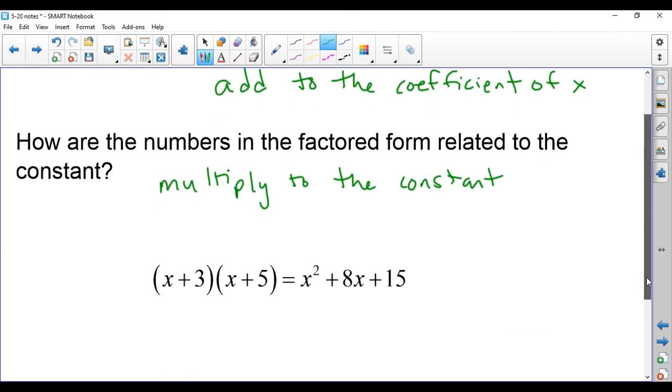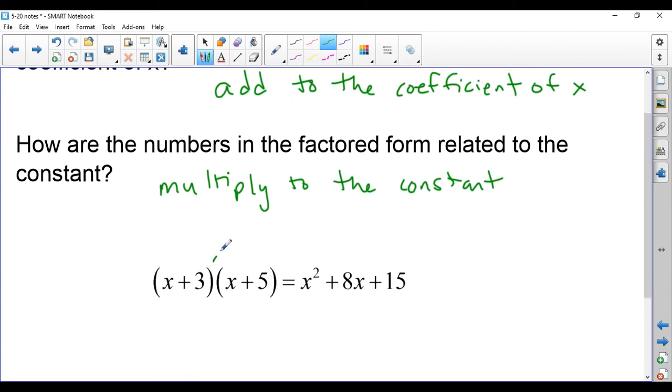So what we were doing last week was starting with this factored form, and the directions said multiply. What we're going to do today is start with this product and go in the other direction, and the directions for that are to factor. We were factoring GCF. This is called factoring a trinomial, starting with a trinomial and going back to this product.